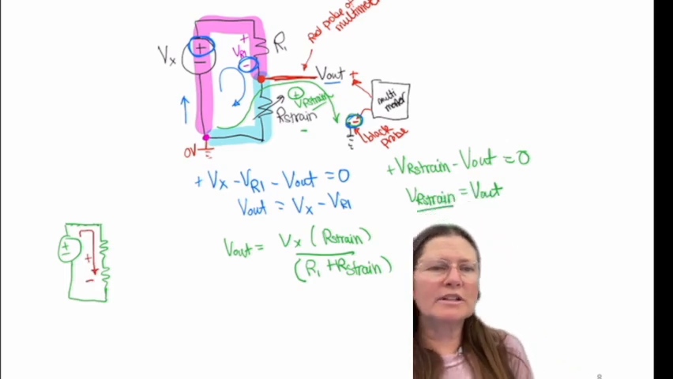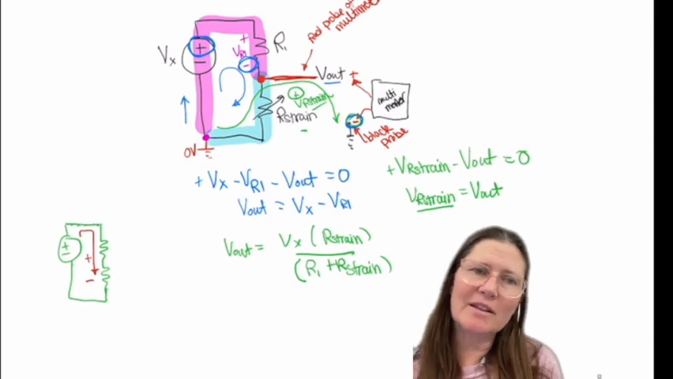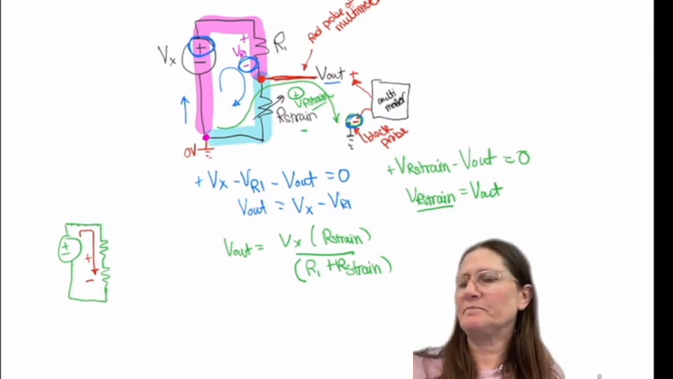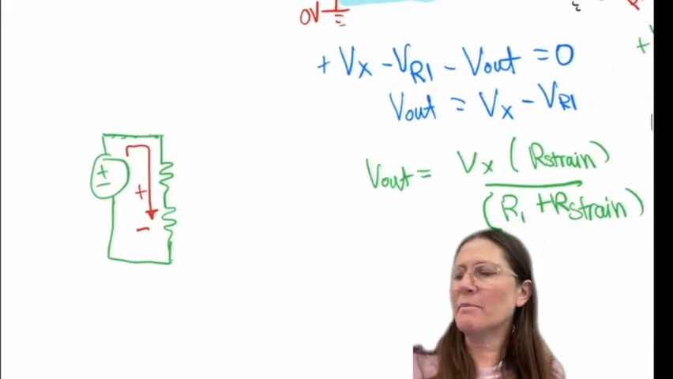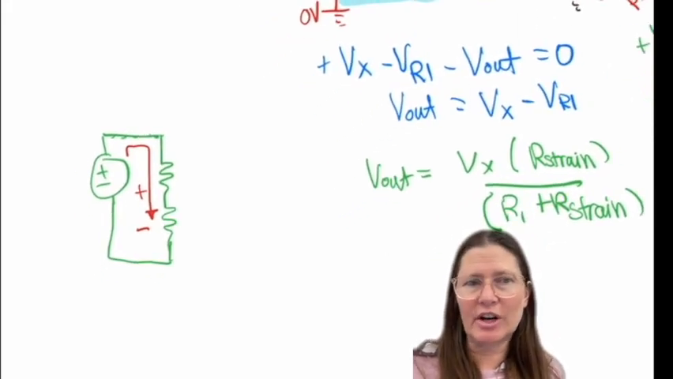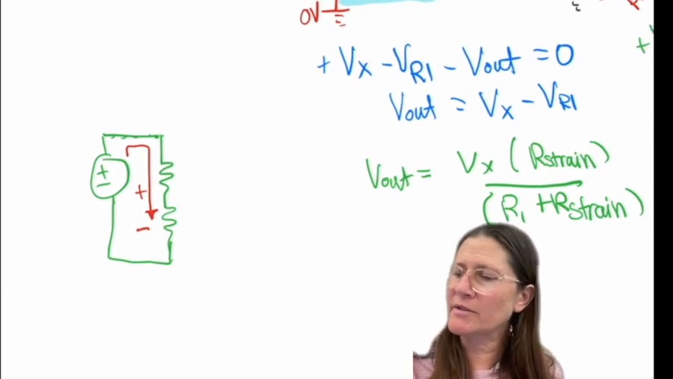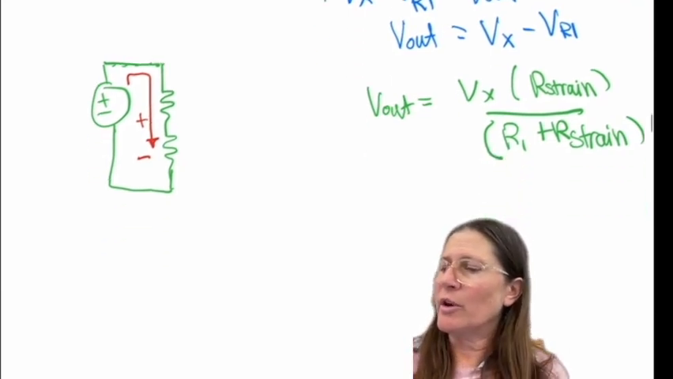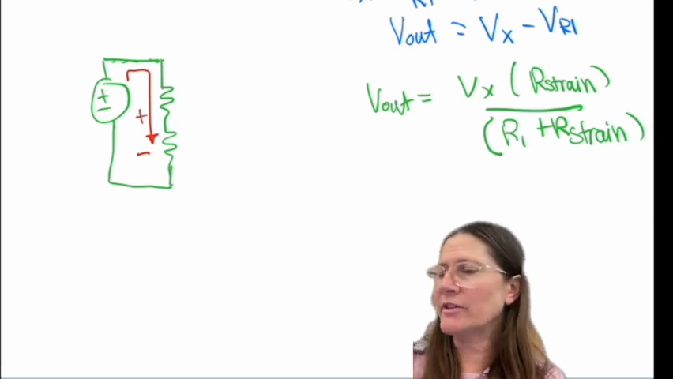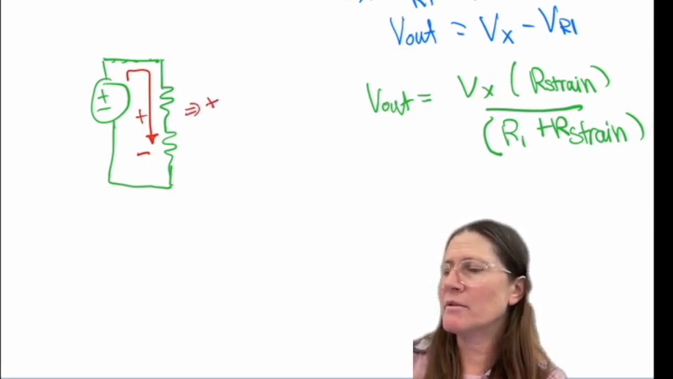So whatever orientation the battery is, in this case, if it's plus to minus, and my current is going in this direction, it would be plus to minus. So if they are matching this, this will be a positive.